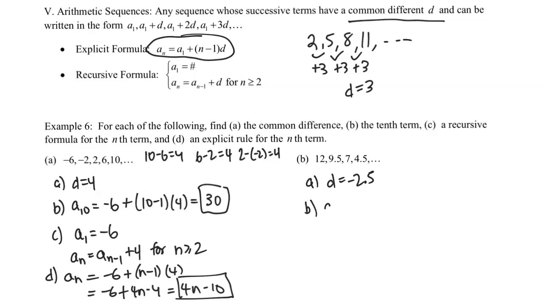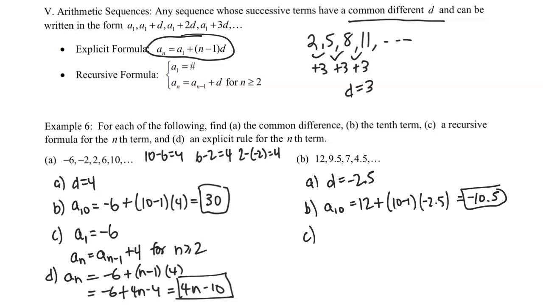We're going to get the 10th term by taking the first term, which is 12, and adding 10 minus 1 of the differences, which is -2.5. You can use the calculator, obviously, to calculate that, which I'm going to have to do. 12 plus 9 times -2.5 is going to give me -10.5 for my 10th term.